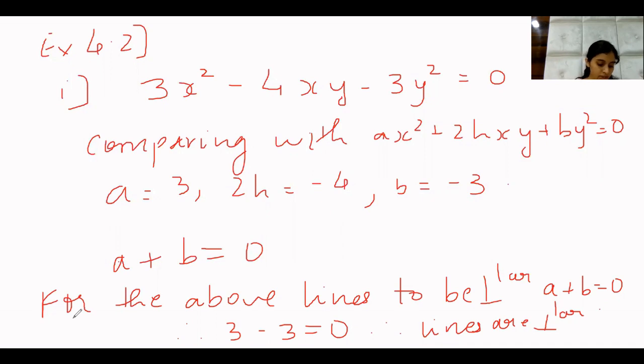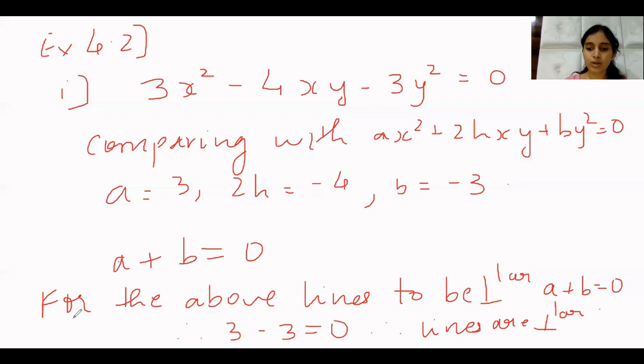Question 2 says show that the lines are coincident. For them to be coincident, h square should be equal to ab. Easier to understand. Then find the value of k if lines represented by kx square plus 4xy minus 4y square are perpendicular. Simple. Use the a plus b equal to 0 condition and solve. Find the measure of the acute angle between the lines given by. Now they have given us four sets of lines, and you have to find the acute angle between them. So I'll just do one of them for you.